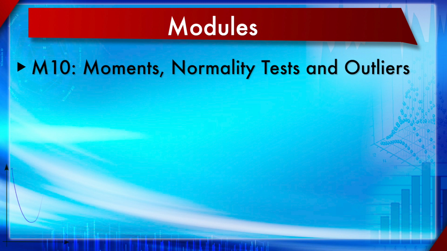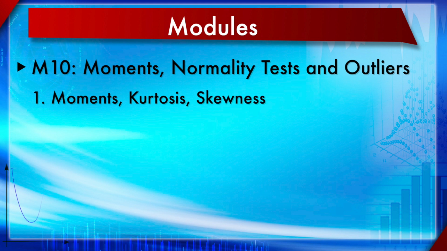In the first section we discussed moments: the first moment, second moment, third moment and so forth, and how these moments are used to estimate 2 very important characteristics of a sample. These are called kurtosis and skewness. So how did we calculate the kurtosis and skewness with the moments?